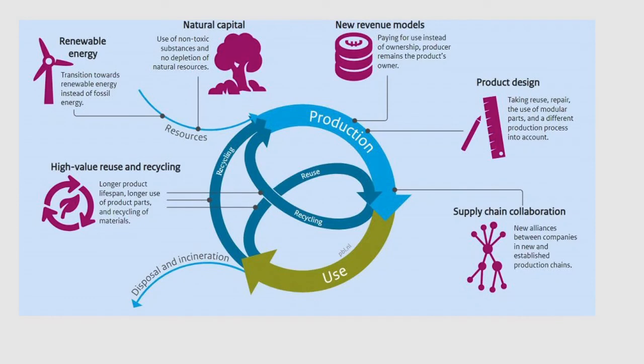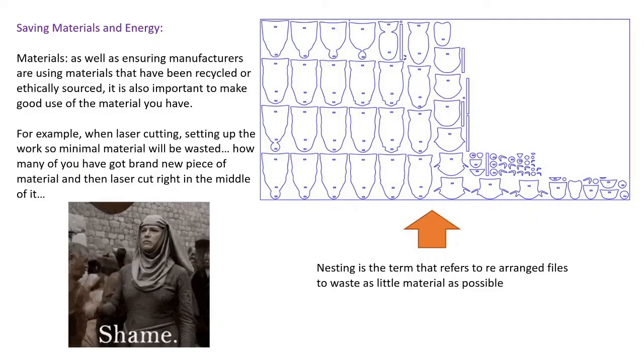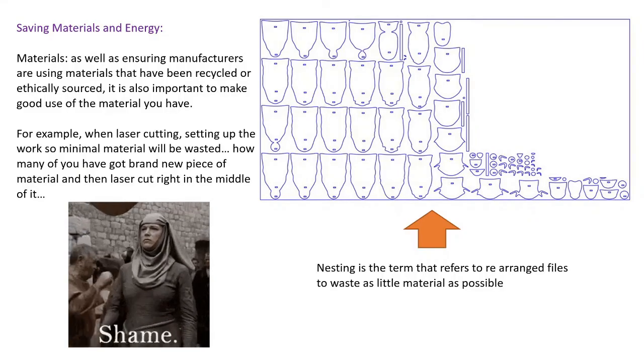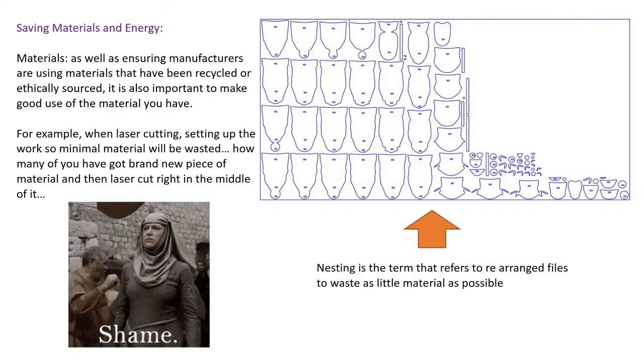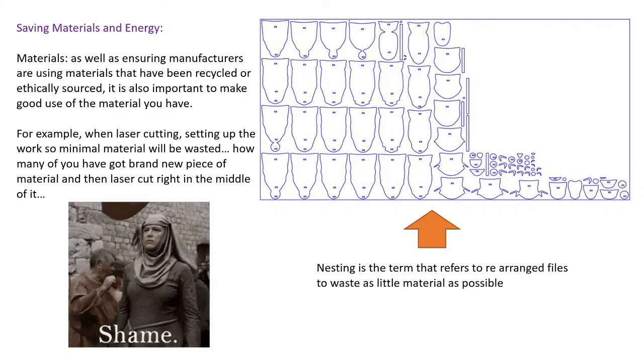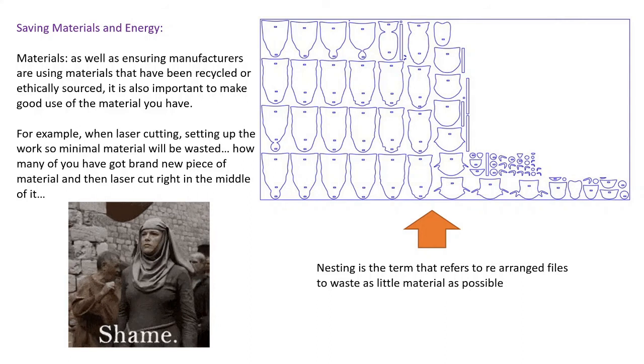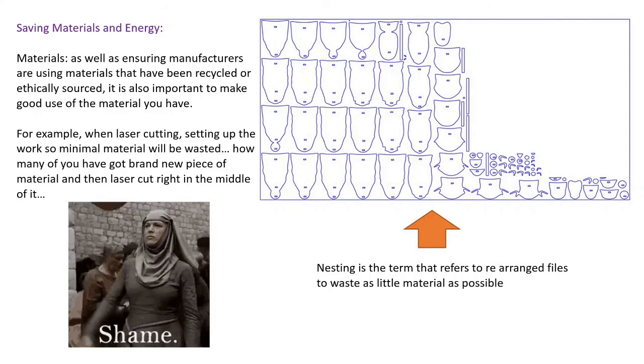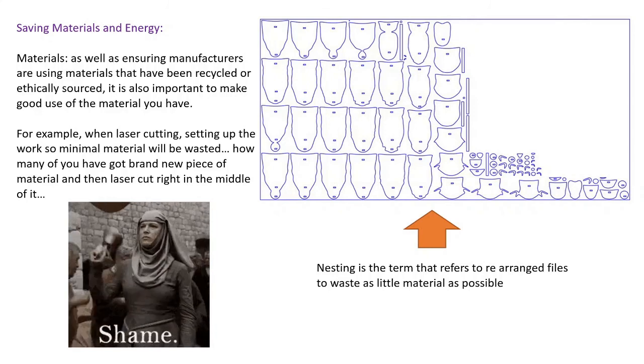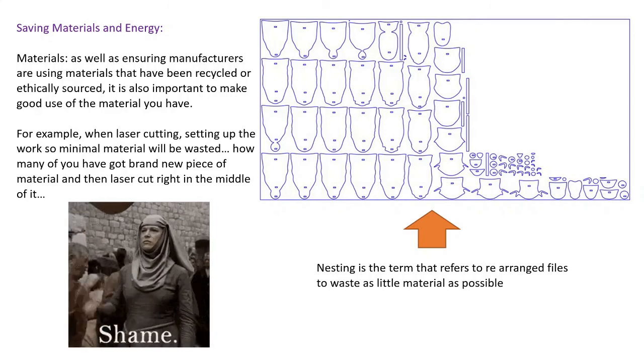And then this is just another diagram to explain the whole idea of circular economy as well. So there are two last little bits actually. The first bit is saving materials and using newer energy. The simple way to put this is, how many of you in secondary school or in college need to laser cut something, or need to mill something, whatever it may be?